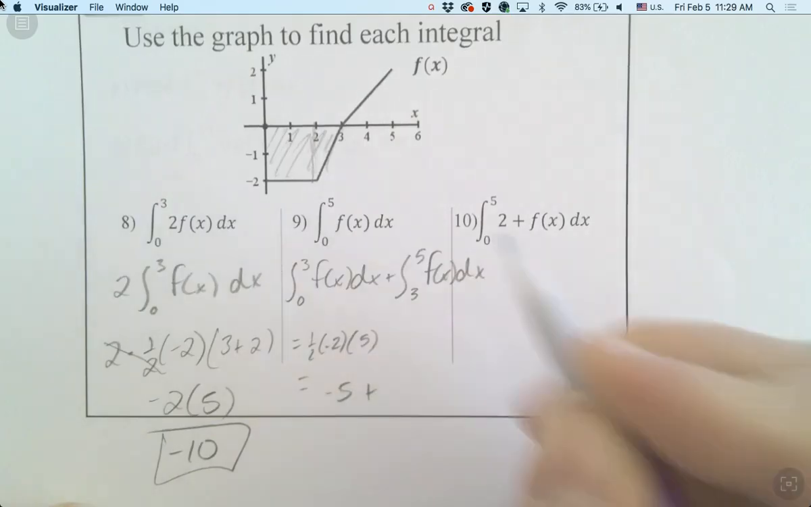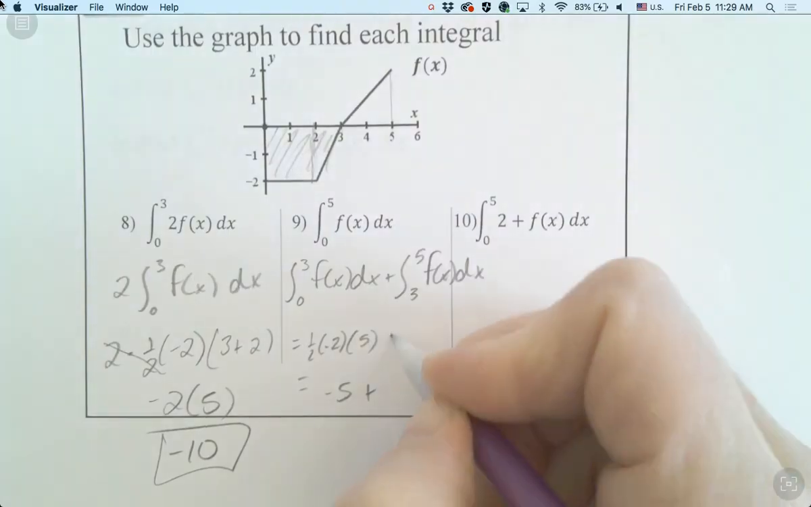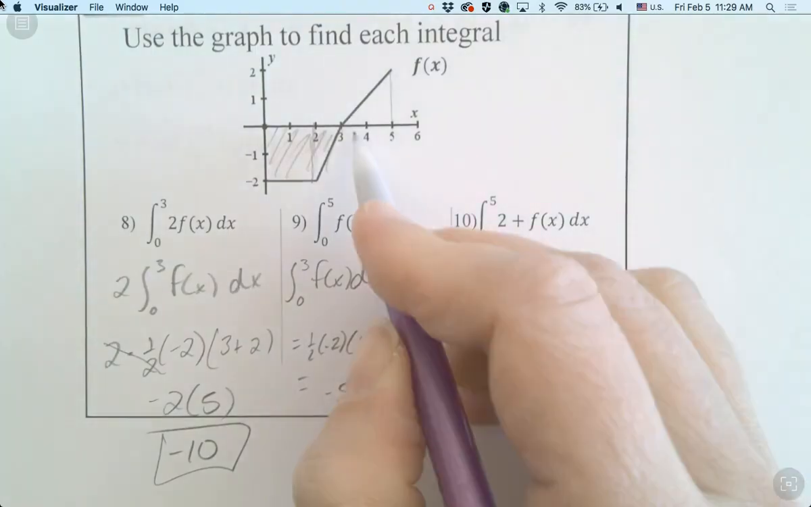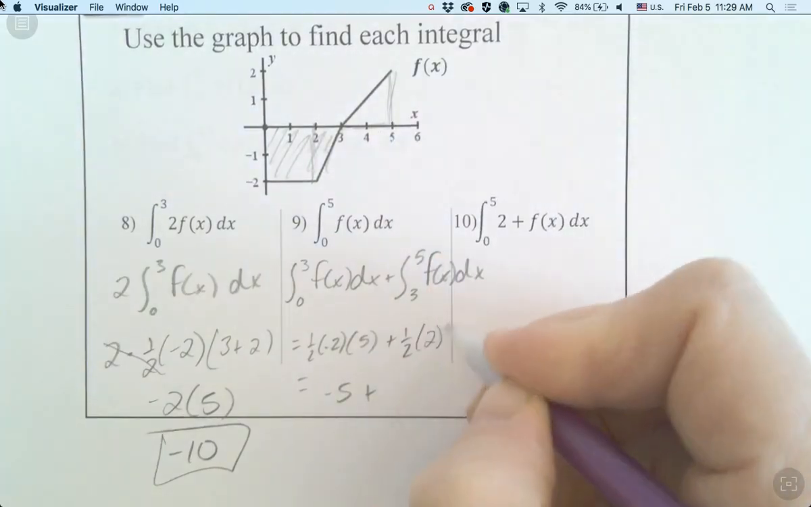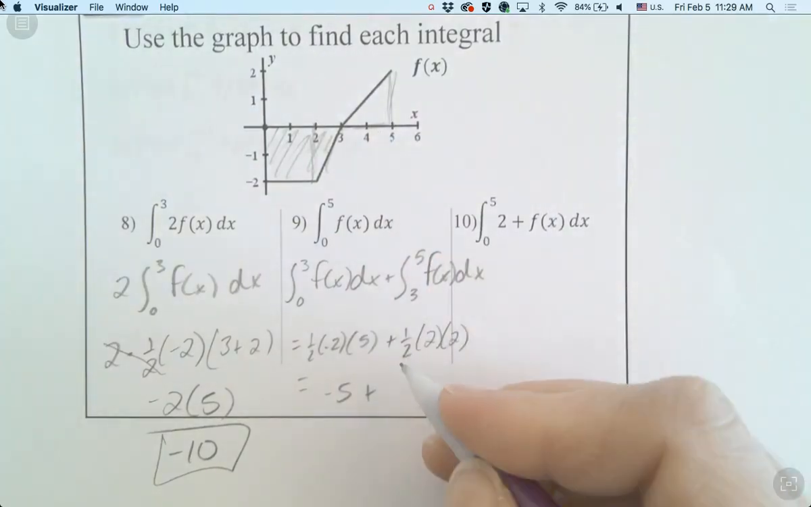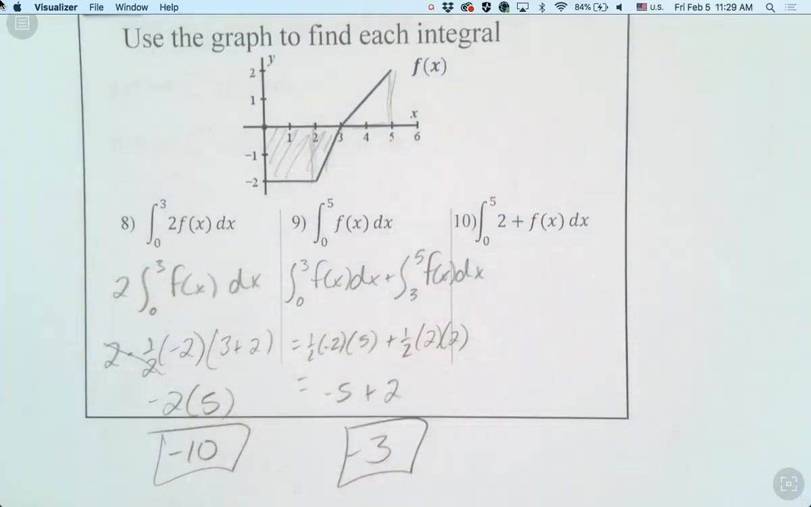And then 3 to 5, what shape do we have there? A triangle. So that's going to be 1/2. And how long is its base? 2. And its height? 2. So that area there will be 2. So -5 plus 2, -3.